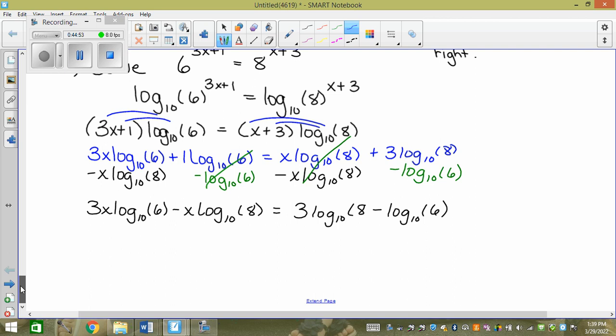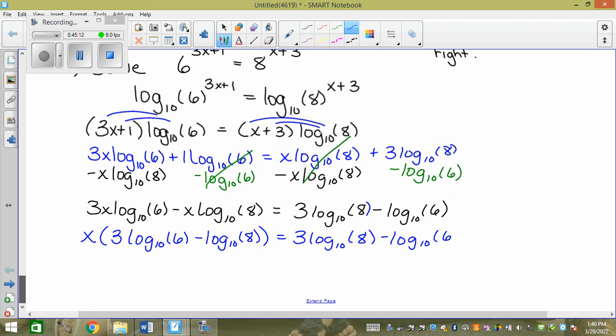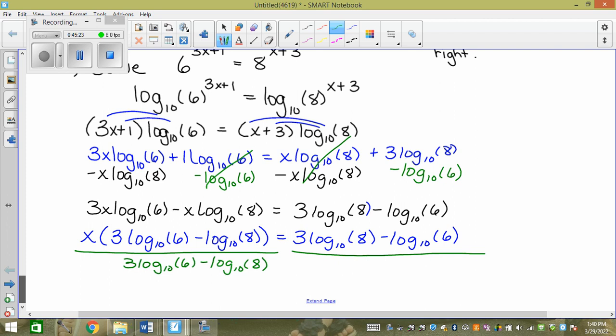Take an x out. Then I'm left with 3 log base 10 of 6 minus log base 10 of 8 equals, divide it over. Get 3 log 8 minus log 6 divided by bracket 3 log 6 minus log 8. 1.35.